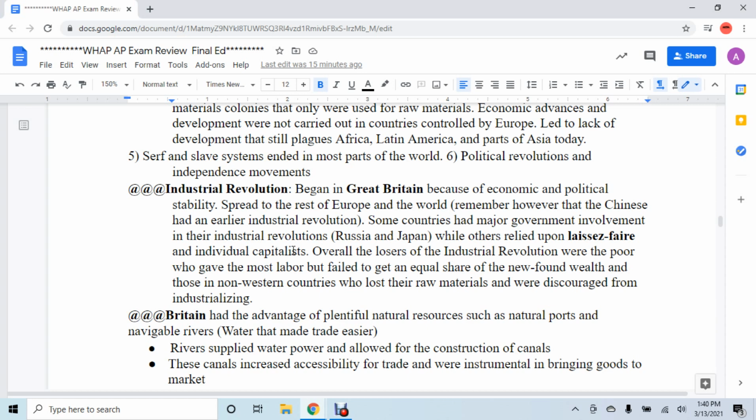Some countries' industrial revolutions were driven by government, Russia and Japan. They love to compare the Industrial Revolution of Japan with, let's say, Britain, and that's because Japan is the first nation of Asia to really go for this Industrial Revolution and push forth. And I've seen that a lot in DBQs, LEQs, and all that stuff for AP World.